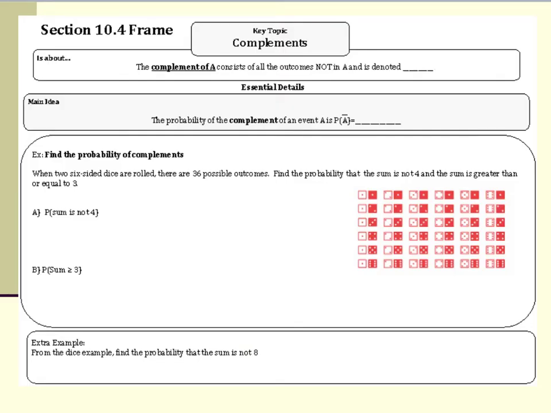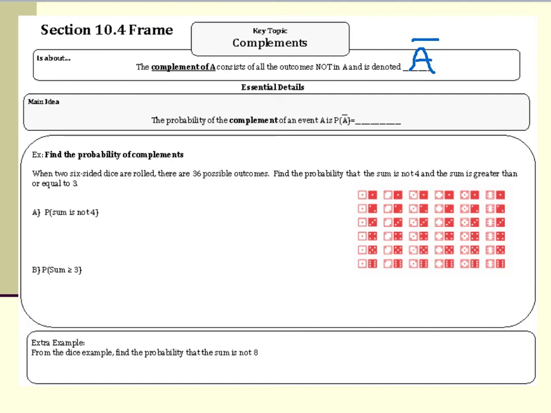Okay, let's look at the back side of your frame here for 10-4. Complement. So this is about the complement of A that consists of all the outcomes not in A, and it's denoted like this, A bar. We read that A bar. It's an A with a little bar across the top of it. So the complement is how many things are not in a certain set.